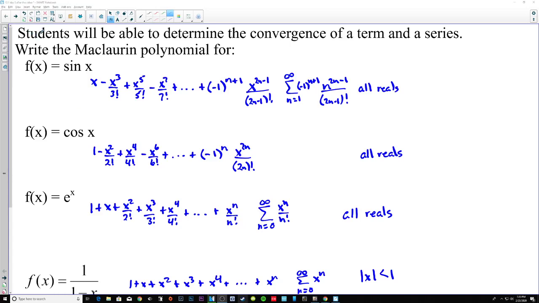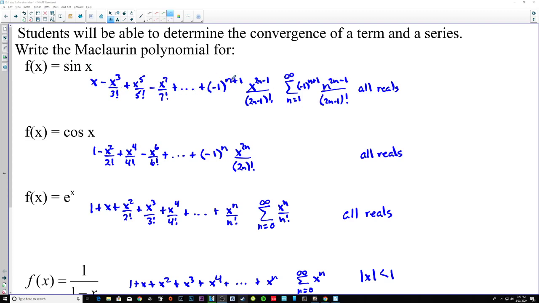Students will be able to determine the convergence of a term and a series. Write the Maclaurin polynomial for sine of x. Well, sine of x is an odd function, so the polynomial is the odd powers. It is alternating, and we have the odd factorials in the denominator.